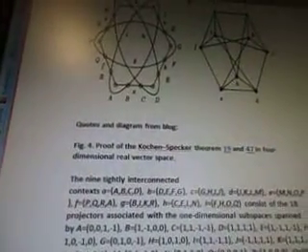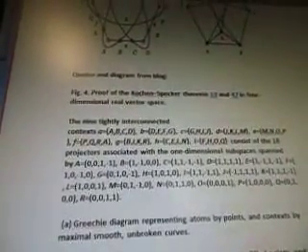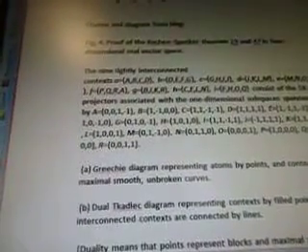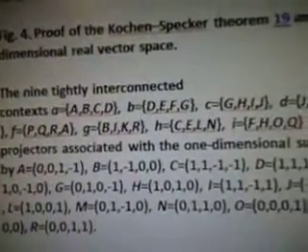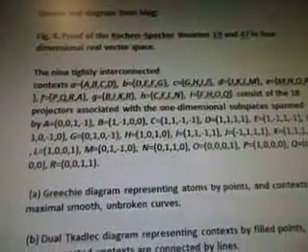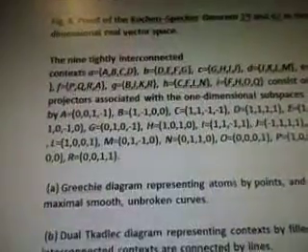Proof of the Kochen-Specker theorem, 1947, in 4-dimensional real vector space. I am not going to read all this, okay? So you can go to the actual blog and look at the formulas. So it's the 9 tightly interconnected contexts, okay? I'll let you look at that for a second. So it consists of 18 projectors associated with the 1-dimensional subspaces spanned by blah, blah, blah. Lots of blah, blahs.